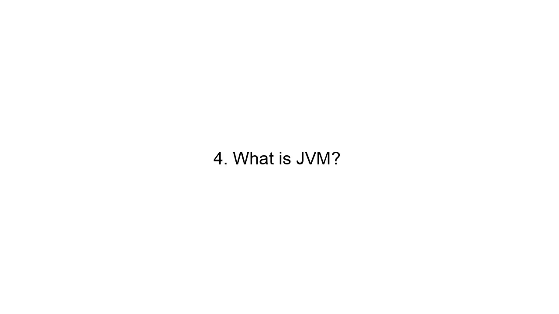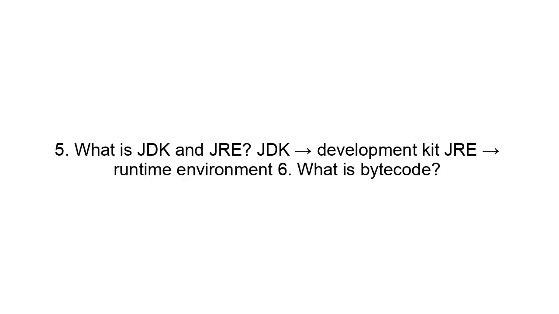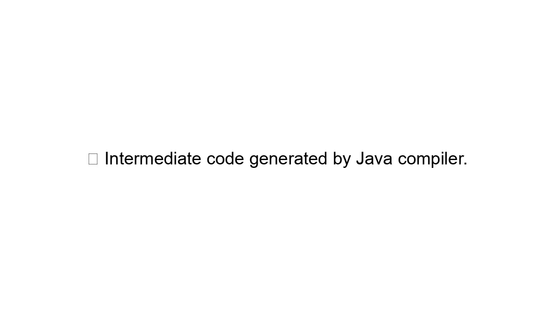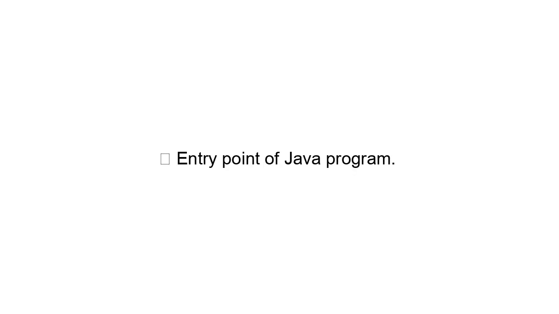4. What is JVM? Java Virtual Machine executes bytecode. 5. What is JDK and JRE? JDK means Java Development Kit, and JRE means Java Runtime Environment. 6. What is bytecode? Intermediate code generated by the Java compiler. 7. What is the main method? Public static void main, String args, the entry point of a Java program.